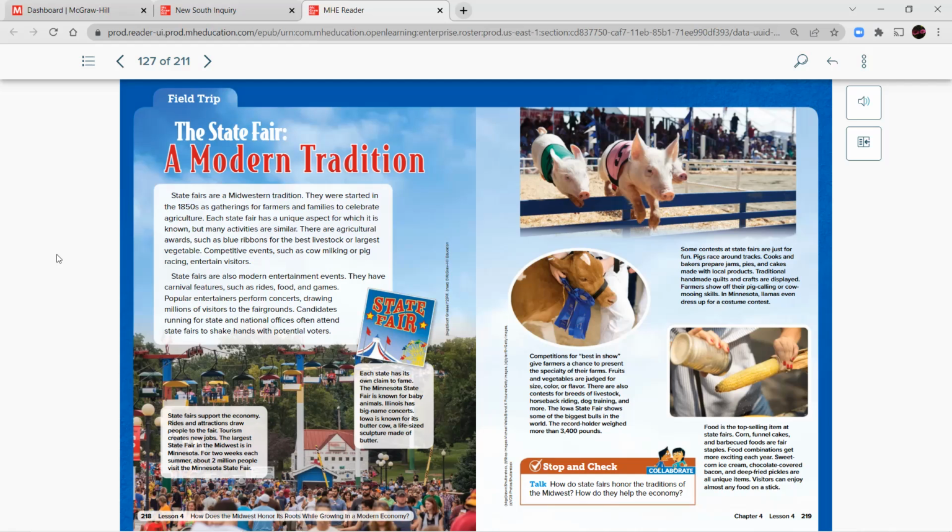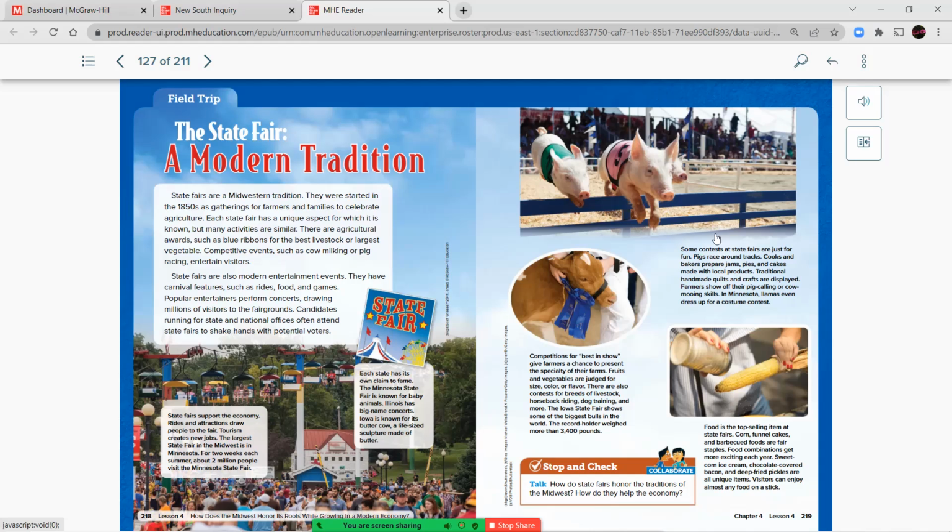Rides and attractions draw people to the fair. Tourism creates new jobs. The largest state fair in the Midwest is in Minnesota. For 2 weeks each summer, about 2 million people visit the Minnesota State Fair. Each state has its own claim to fame. The Minnesota State Fair is known for baby animals. Illinois has big name concerts. Iowa is known for its butter cow, a life-size sculpture made of butter.